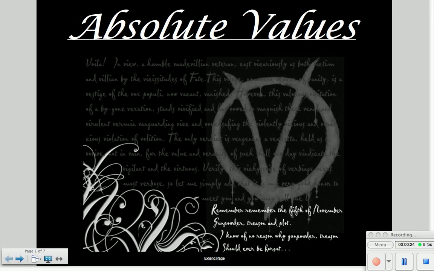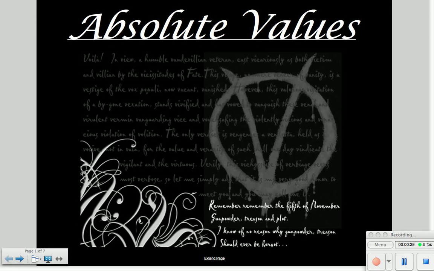And the connection would be that V for Vendetta is very heavily in the V theme. Though you don't know what an absolute value is yet, when you graph an absolute value, the shape is a V, and that is the connection.